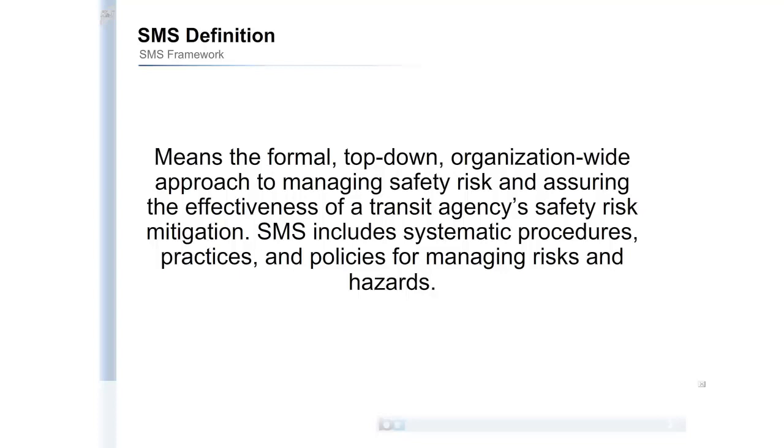Safety Management System definition: means the formal, top-down, organization-wide approach to managing safety risk and assuring the effectiveness of a transit agency's safety risk mitigation. SMS includes systematic procedures, practices, and policies for managing risks and hazards.